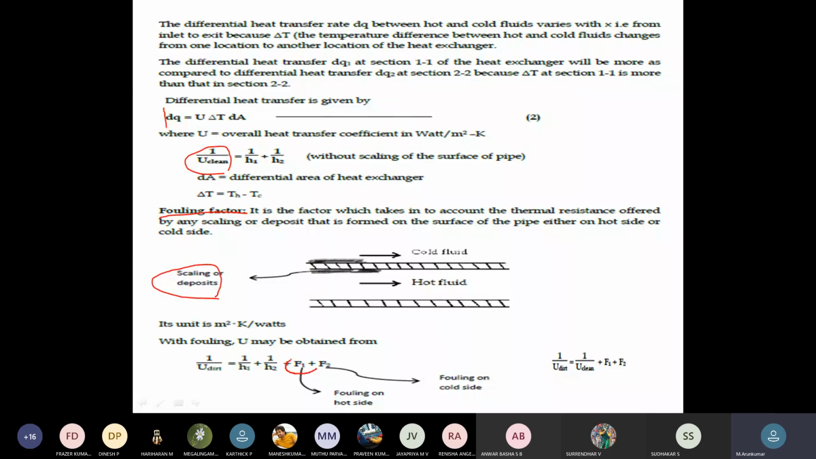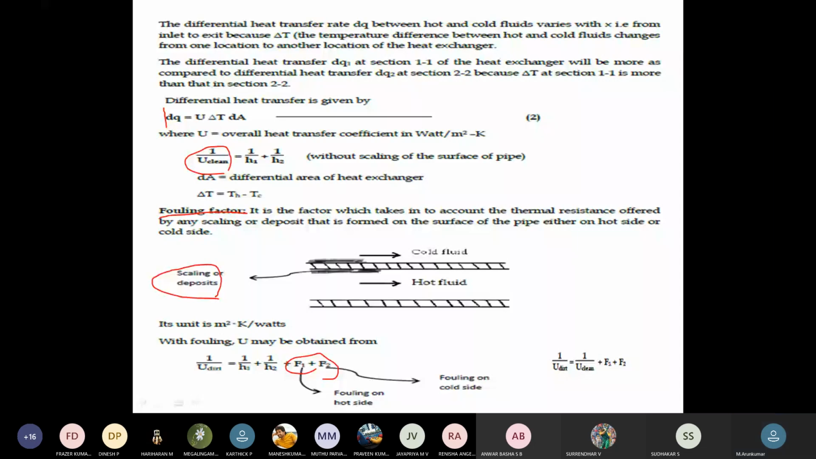Because we have two different flowing channels, there will be fouling factor 1 and fouling factor 2. The fouling on the hot side can be considered as f1, and the fouling on the cold side as f2. If that is the case, we can write the equation as 1 by U dirty will be equal to 1 by U clean plus f1 plus f2.